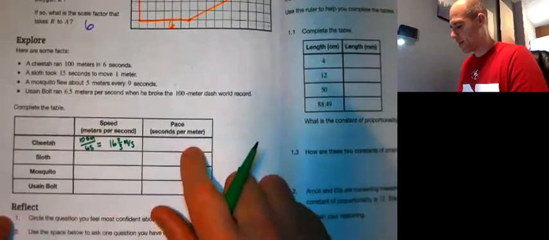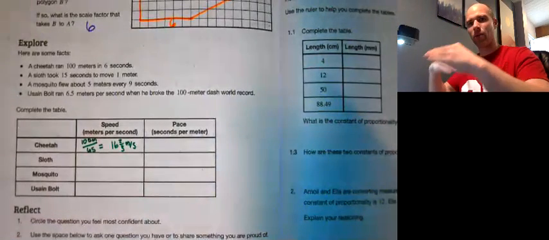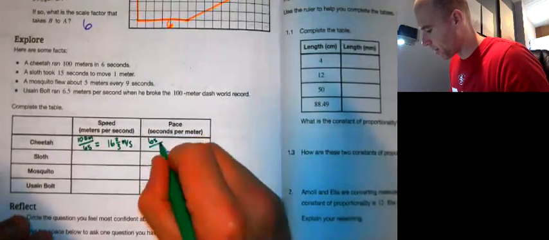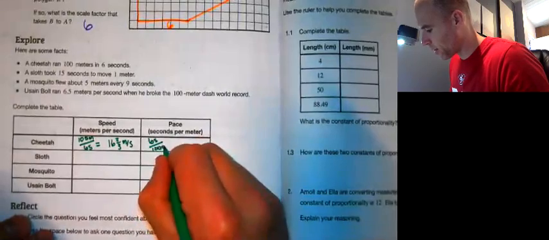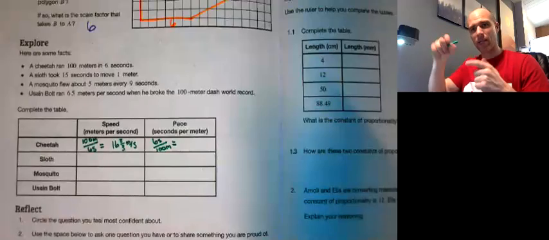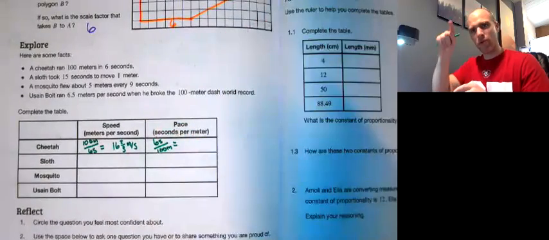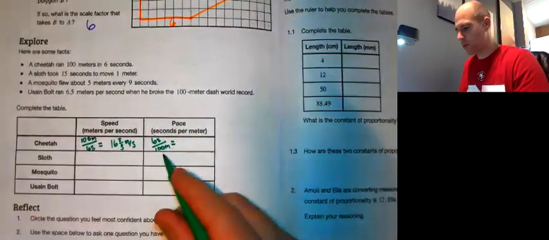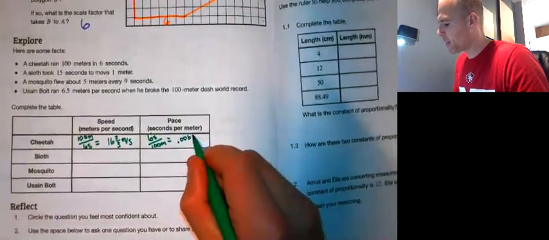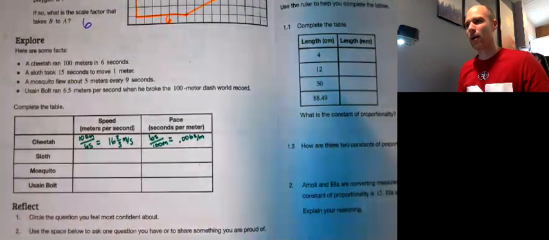All right, so the pace, on the other hand, would be if we just flip the division. Instead of meters divided by seconds, we're gonna do seconds divided by meters. So 6 seconds divided by 100 meters. When I divide something by 100, I take the decimal place of the dividend and move it over 2 spaces, because there's 2 zeros in this number. So this is 0.006 seconds per meter.